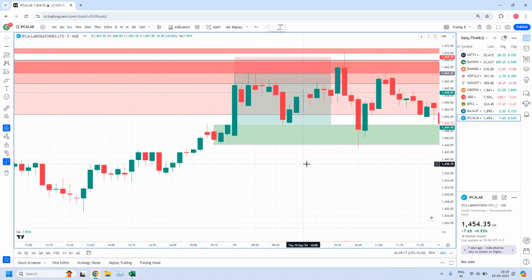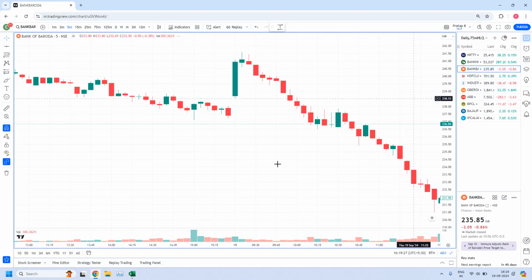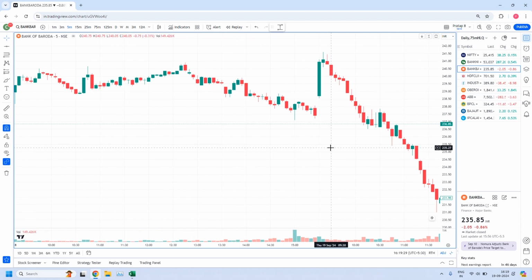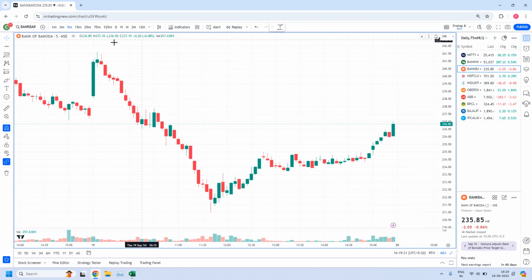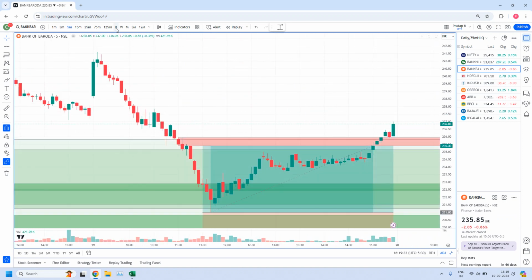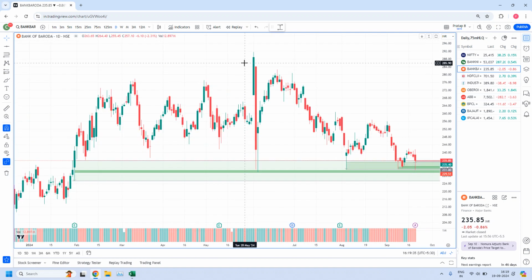So HPCL Labs has given 2 successful trades. And the next one is Bank of Baroda. Bank of Baroda has given 1 successful trade and also 1 trade is stopped out. Both we have seen, but Bank of Baroda is a daily high liquidity demand zone. This is a rally base rally.